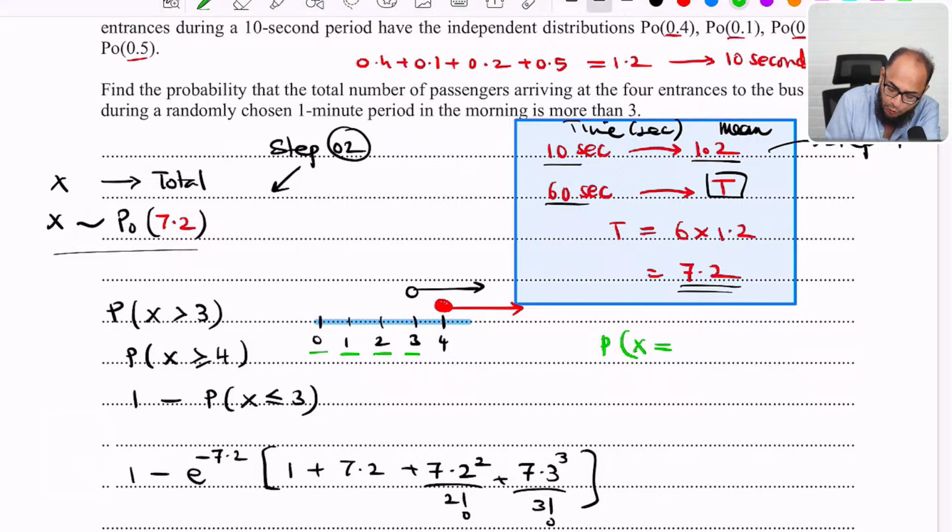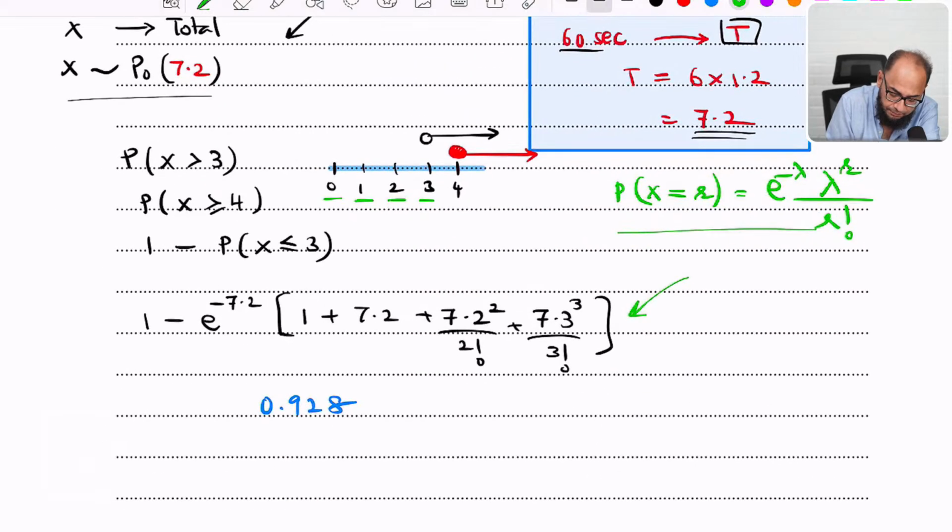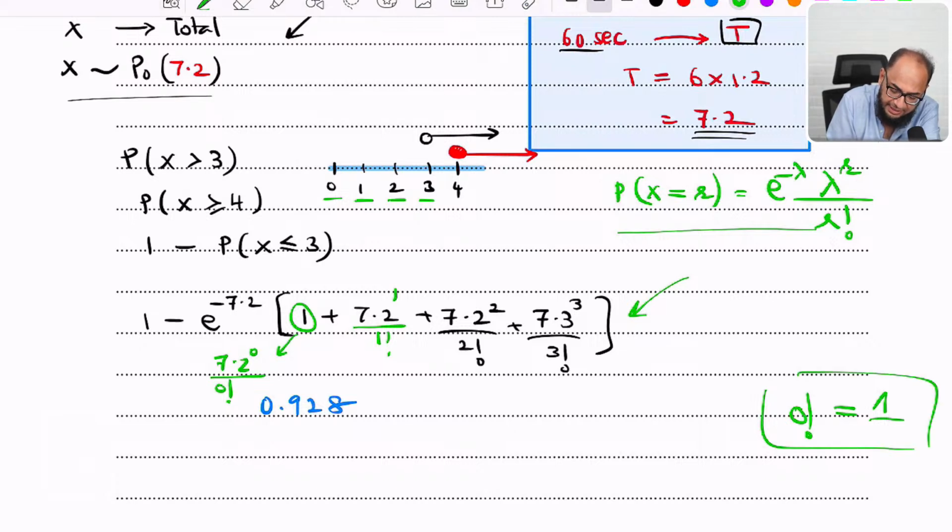probability x is equal to r, that is e raised to power of minus lambda, lambda raised to power of r over r factorial. So basically we have done the extended form. That is for 0. This is basically 7.2 raised to power of 1 over 1 factorial. And this one is 7.2 raised to power of 0 over 0 factorial. 0 factorial by definition is 1. Keep that in mind. But you can just write it directly.